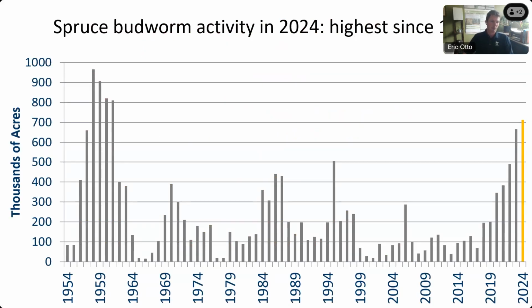And we've been doing an aerial survey in Minnesota since the 50s, so about 1954. And this gives us a good idea of how spruce budworm's been operating in Minnesota. And what we mapped last year was the highest amount since 1961. And you can kind of see that we've had spruce budworm pretty much in Minnesota since 1954, possibly before that.